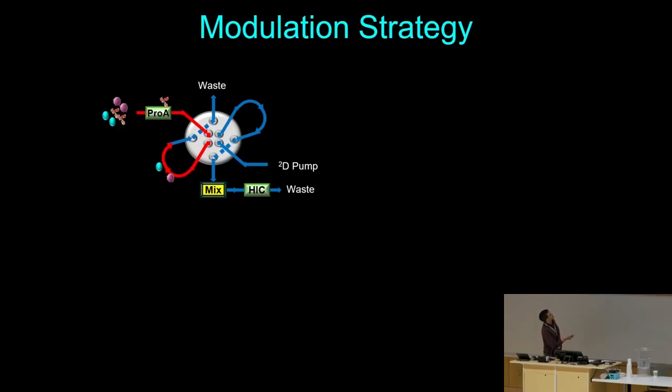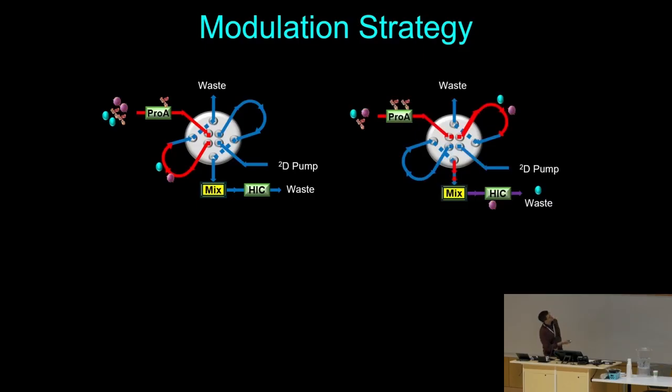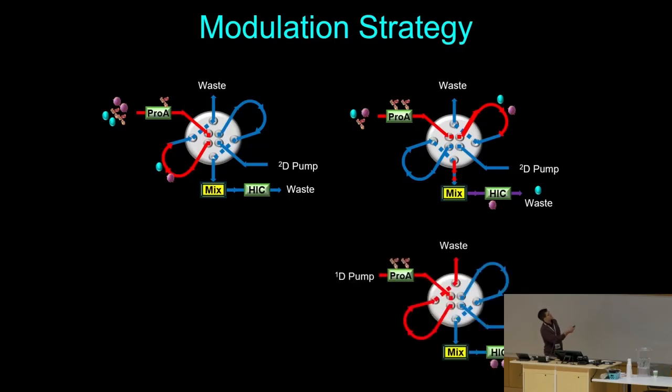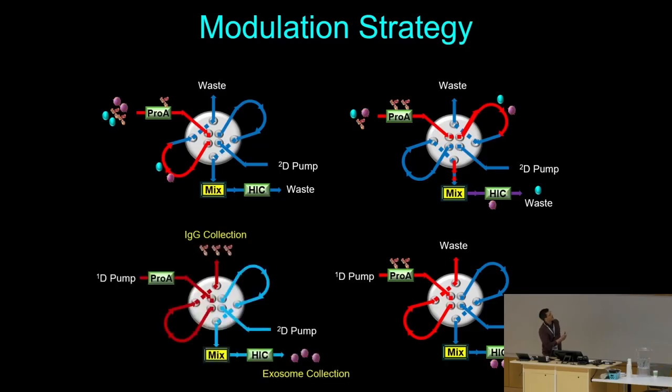So when about partially full, the valve switches while the 1D effluent begins filling up the second transfer loop, and the 2D pump pushes out the 1D effluent from the initial loop to the mixer, flows through the HIC column, where the exosomes adsorb and all other constituents of the supernatant pass through to waste. And this switching process continues until all the supernatant has been loaded through the ProA column. The columns are then flushed, and then compounds of interest eluted.